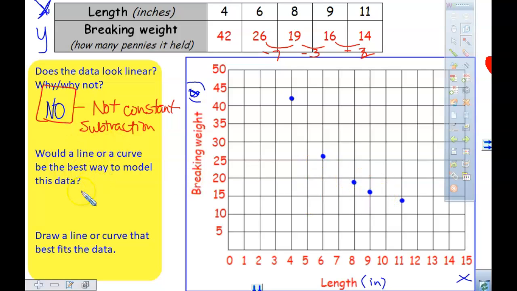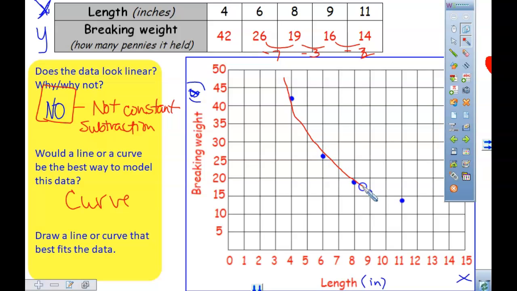So would it be a line or a curve? We would say it's going to be a curve. And then if you draw that, if I am looking at drawing that curve, you are just going to take your point. And it's not going to be a straight line. And we think it's going to maybe continue.